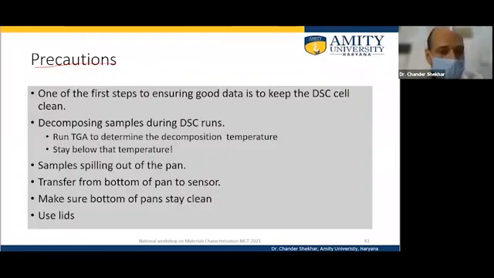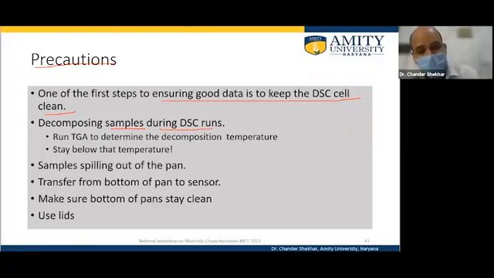So what are the precautions? One of the first steps to ensure good data is to keep the DSC cell clean. The furnace, the thermobalance, the crucibles, everything should be clean, and it should be handled very, very carefully. That is the first thing. And the sample that decomposes during the run should be known prior to that, and only a small amount of the sample should be used.